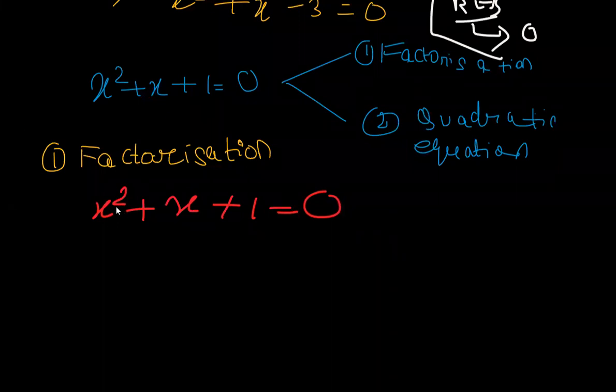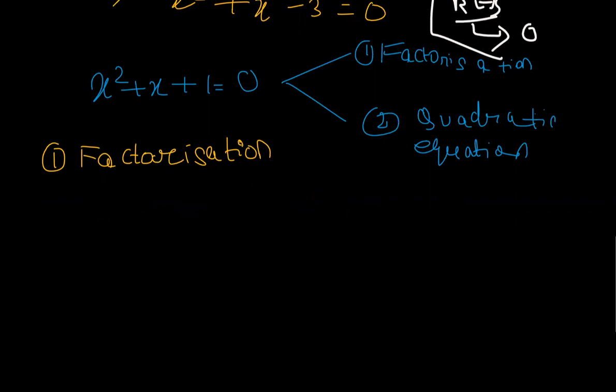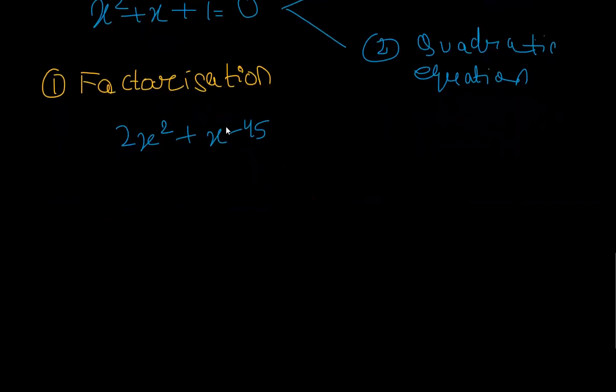Now if you look at it closely, we can find the roots. It will come in imaginary or irrational numbers. So let me erase this one. Let me give you a proper example. For example, if we set 2x square plus x minus 45, now we can find the roots of this equation. Let us find out.